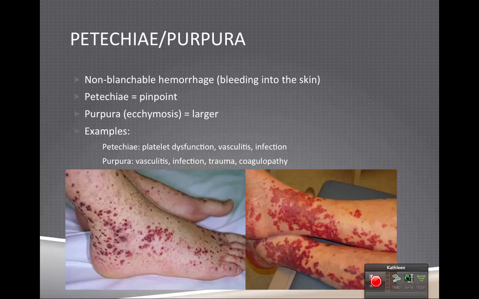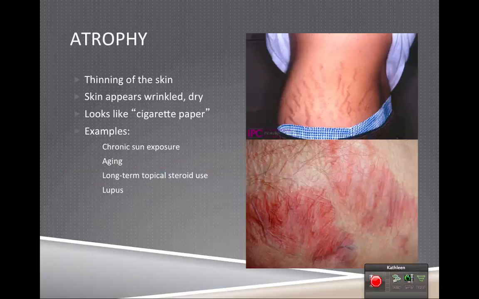petechiae. This is petechiae. They're pinpoint. Purpura is ecchymosis, a larger area. Examples are platelet dysfunction, vasculitis, infection, and purpura is infection, trauma, or coagulopathy. Atrophy is thinning of the skin. Skin appears wrinkled, dry, looks like cigarette paper. Examples are chronic sun exposure, aging, long-term topical steroid use, or lupus are examples of what can cause atrophy of the skin.